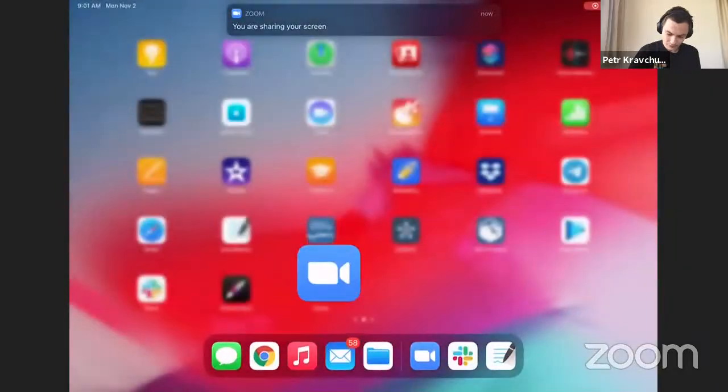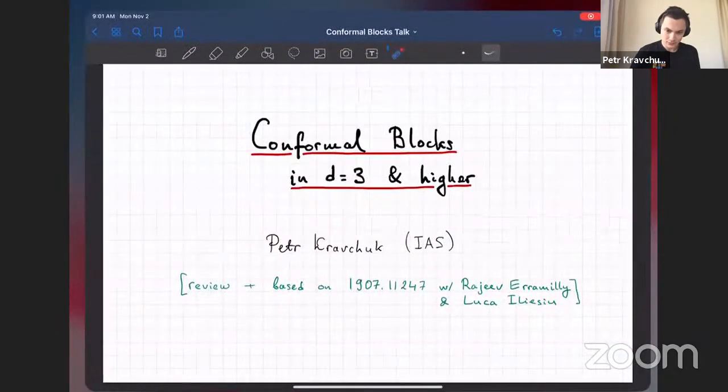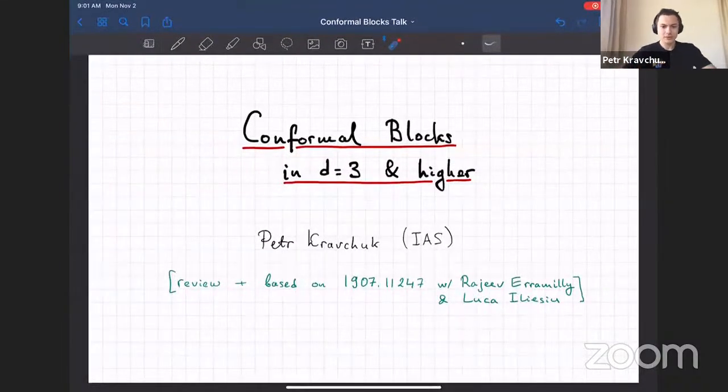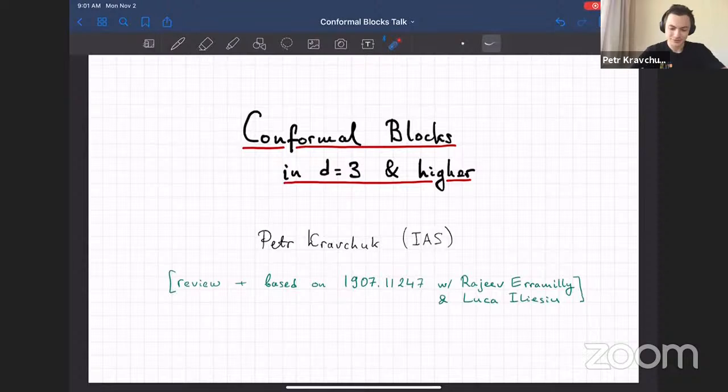Okay, so let me share my slides. Okay. So thank you very much for the opportunity to give this talk. Today I'll be talking about conformal blocks in conformal field theories in 3 dimensions and higher dimensions.